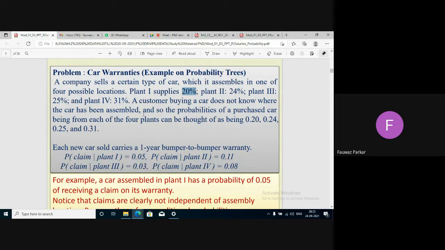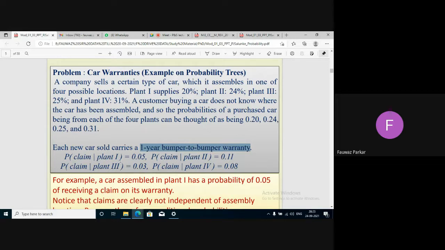So what we need to find out is the probability of a claim. For the claim, they have done some studies on historical data and found that if the car is manufactured in plant 1, the probability of a claim is 5%, that is 0.05. A claim means some defect will come up in that car, so that its parts have to be replaced within 1 year. That is a claim: the customer wants something to be replaced.